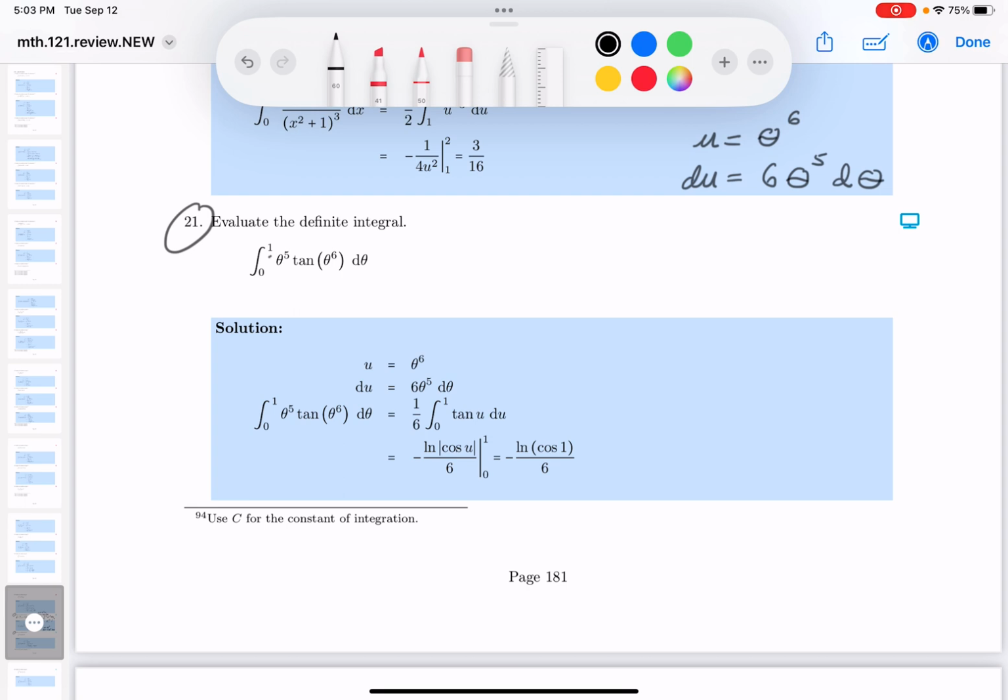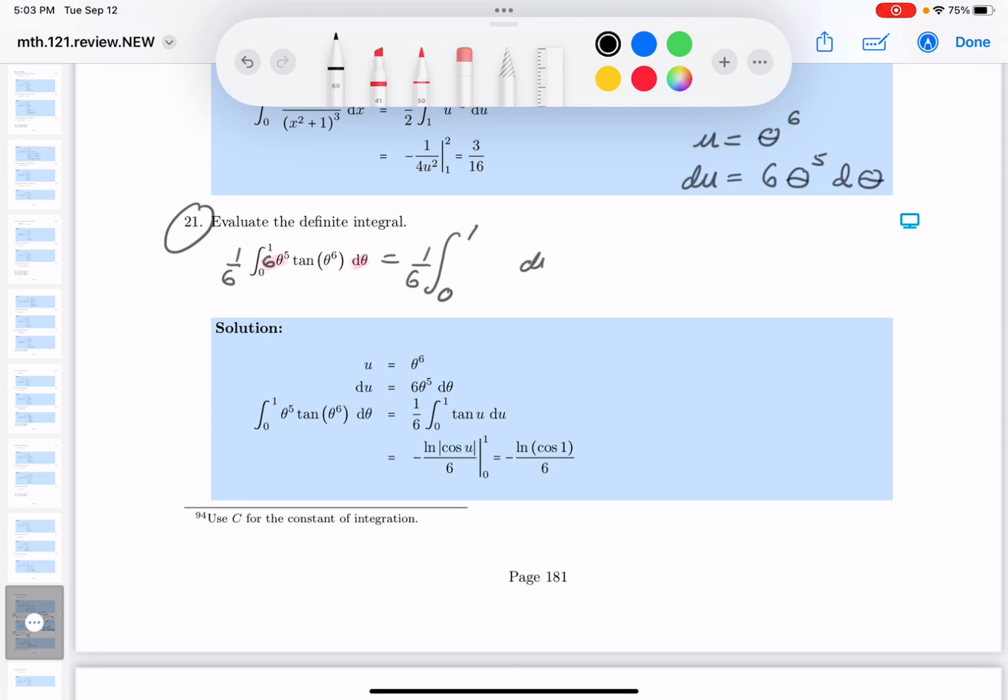All right, let me write this down. I'll put a 6 here. I'll put a 1/6 over here. Let's write down the new integration. It's 1/6. Looking at it, again, if theta is 0, u would be equal to 0. And if theta is 1, u would be 1. Then we have 6 times theta to the fifth d theta. See that right here. And what's that equal to?